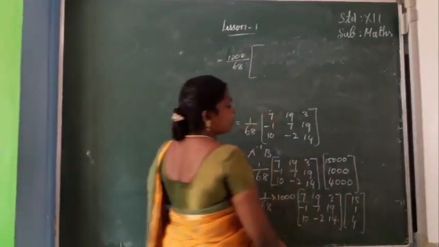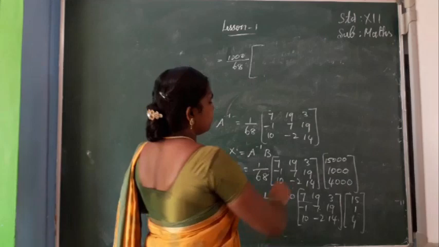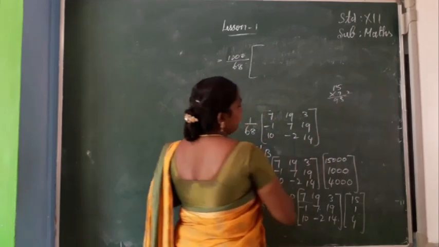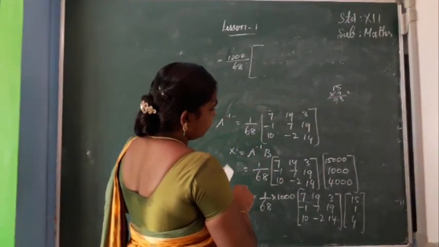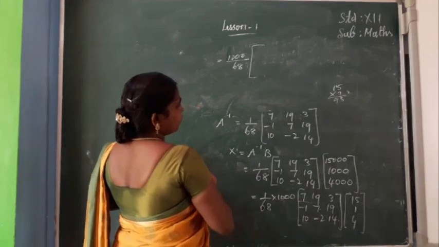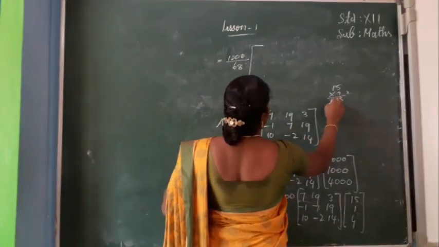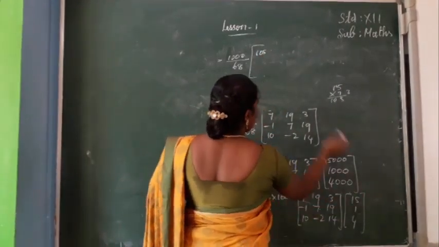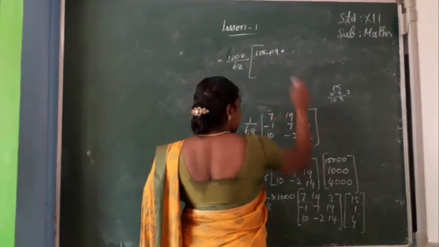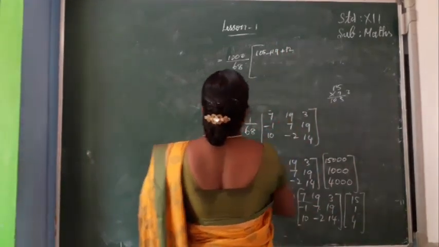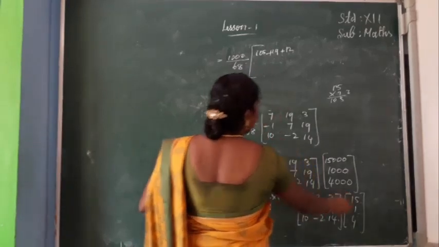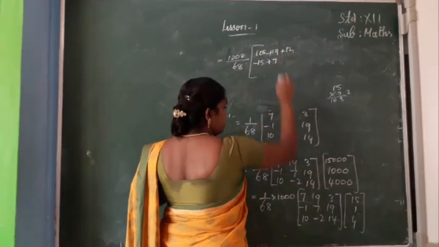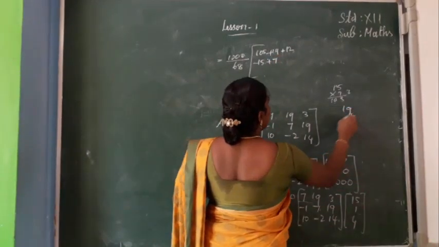So 15 into 7 multiply, sorry, 105. Okay, 105. Next 19 into 1 is 19, plus 19. Next 3 4s are 12, so plus 12. Okay, next minus 1 into 15 is minus 15. Next 7 into 1 is 7, plus 7. Then multiply 19 into 4.